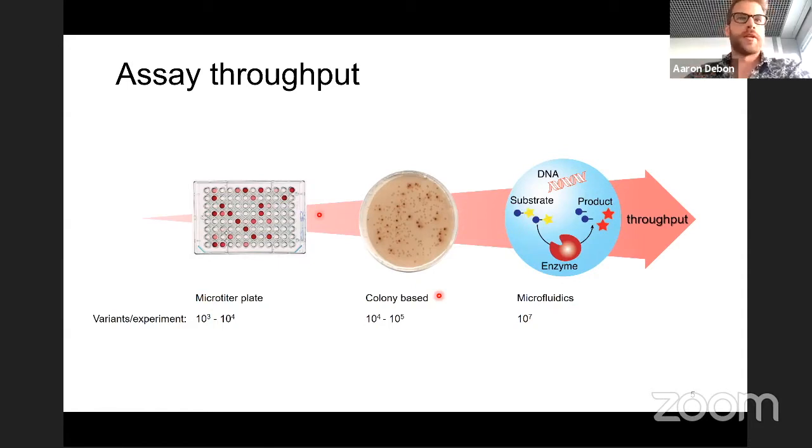And this way we can, in principle, screen millions of enzyme variants in a single experiment. And what's special about microfluidics is that oftentimes people use tagged substrates. So they would have a fluorescent tag on here, it would be cleaved, and we would measure this tag.